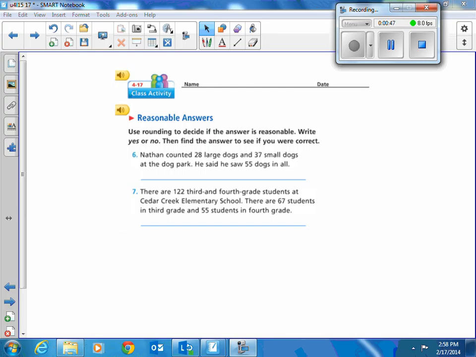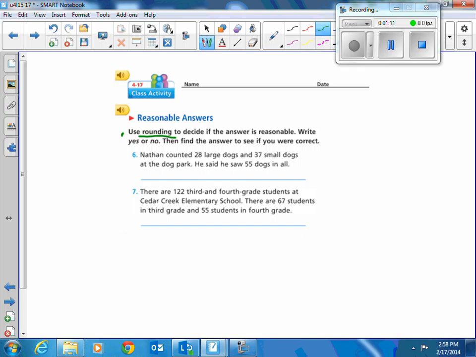Now, let's look at the directions. It says, and you're following along with me, use rounding to decide if the answer is reasonable. Write yes or no. Then find the answer to see if you were correct. So it says to use rounding, okay? There's two parts to this. Use rounding to see if it's reasonable, write yes or no, and then find the answer to see if you are correct. So let's read it twice.